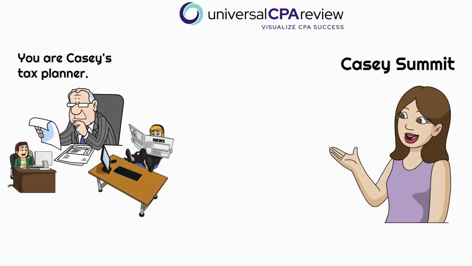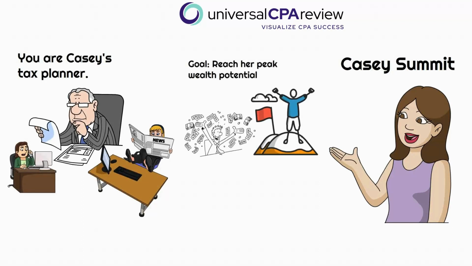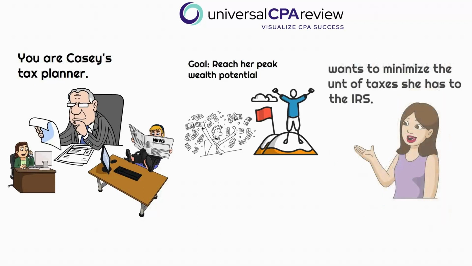So let's say that you're a tax planner for individuals, and one of your clients, Casey Summit, comes to you with the one goal in mind: to reach her peak wealth potential. Okay, so part of doing this suggests that she wants to minimize the amount of taxes she has to pay the IRS. We're going to discuss the fundamental aspects of qualified retirement plans, the concept of pre-tax contributions, and when we say pre-tax, we're referring to the money that's taken from your earnings before taxes are applied. So this means that Casey is effectively lowering her taxable income.